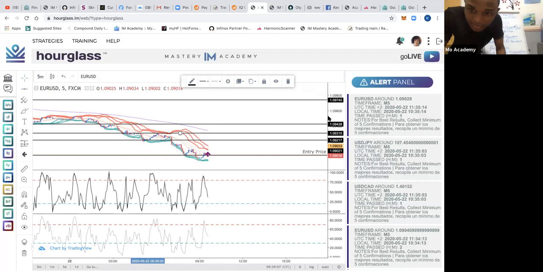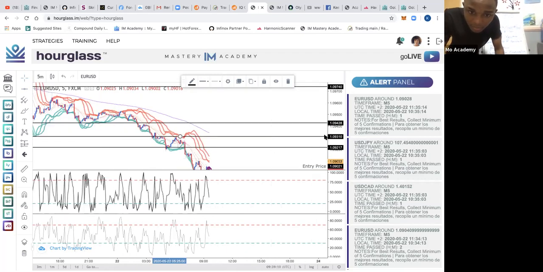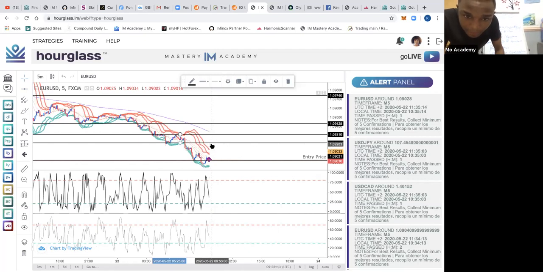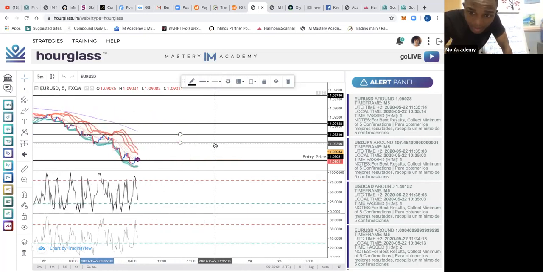Type it on the chart. Anytime this market gets there, type it on the chart. Sell Euro USD. It might be long, but it's definitely going to get there, right? That's a retest. That's a stronger retest. And if it gets there, it's going to sell. You can sell for 5 minutes, 10 minutes, 15 minutes, any one you choose.